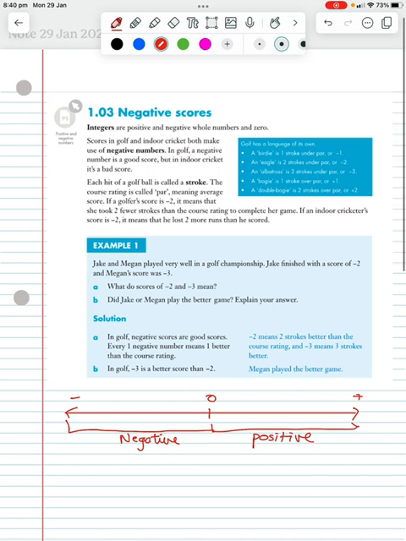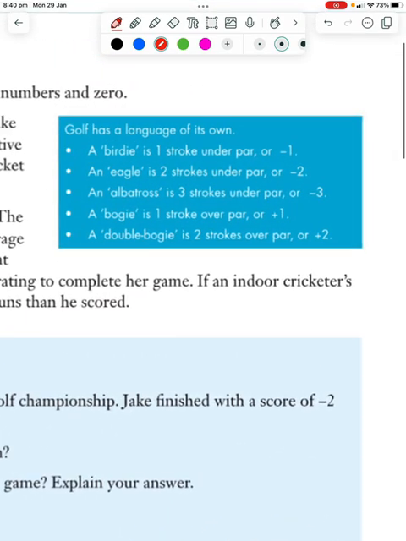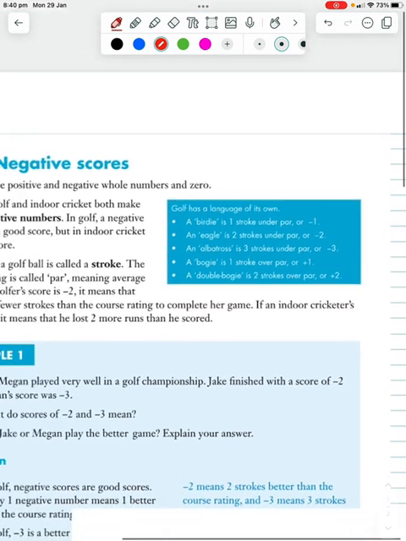So if I just scroll, it might not let me zoom in here. So some language, you might want to refer back to this when we are completing the exercise. A birdie is 1 stroke under par or -1. An eagle is 2 strokes under or -2. An albatross is 3 strokes under par or -3. A bogey is 1 stroke over or +1, and a double bogey is 2 strokes over par or +2.